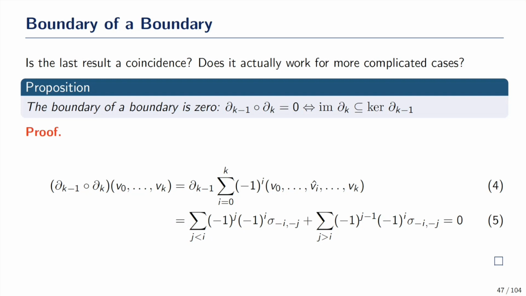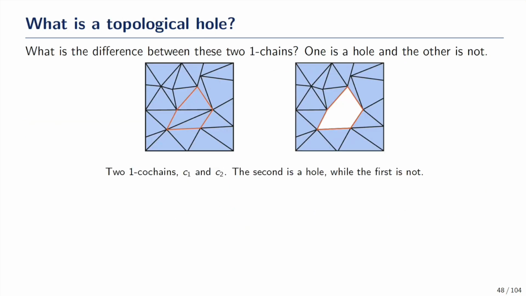So that's the intuition. Okay, and we can use this to do, again, very simple intuitive things that are very hard to formalize. For instance, let's try to formalize what a hole is. I've just plotted here 2 one-chains, and the difference is that one specifies a hole, like on the right, but the other one is not what you would call a hole, right?